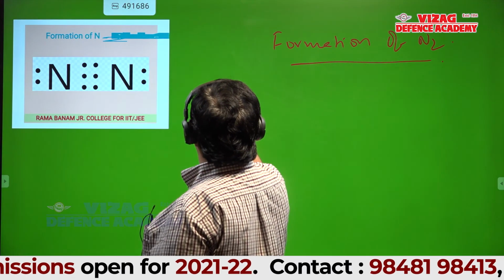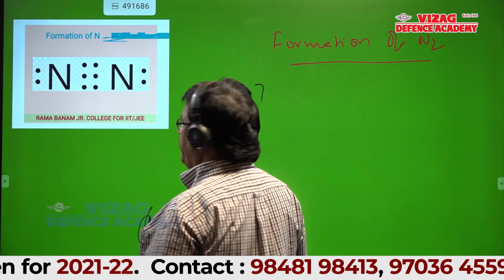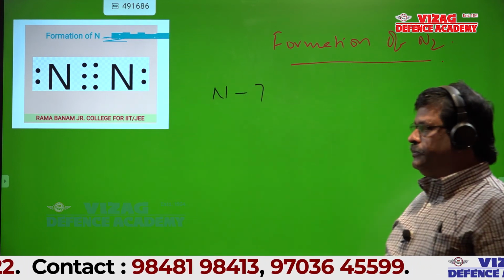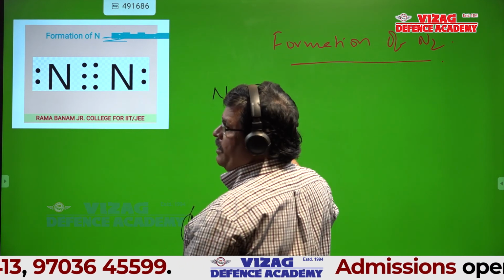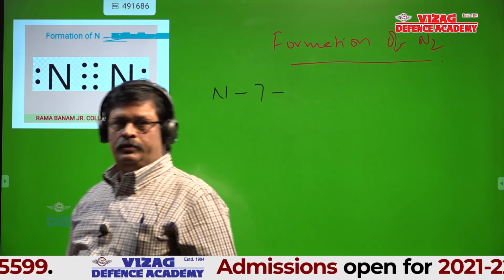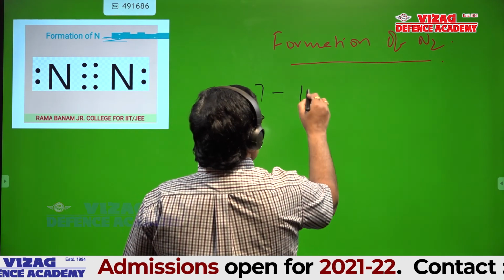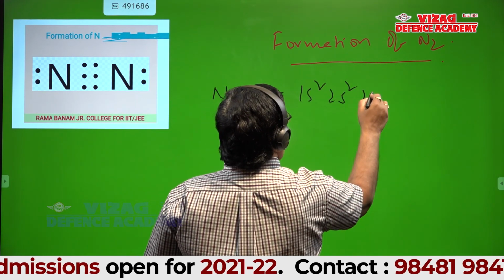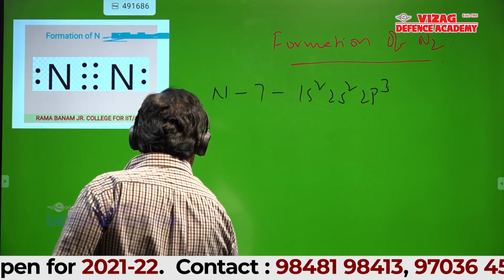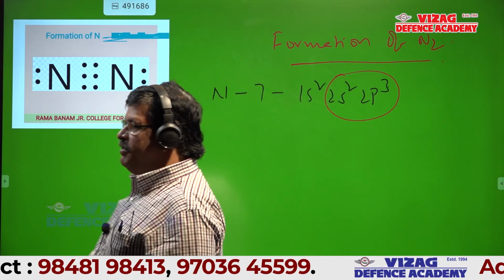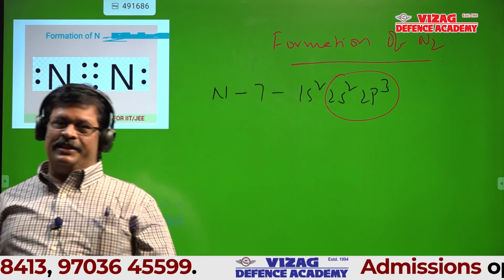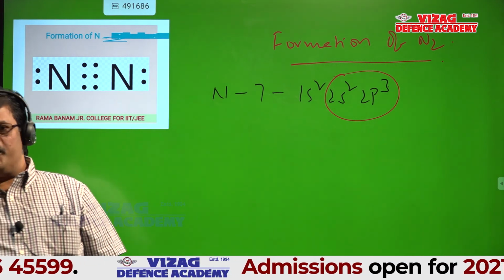See, nitrogen, and we all know the atomic number is 7. Is it okay? Yes, sir. Can anyone tell the configuration of nitrogen? 1s2, 2s2, 2p3. Excellent. How many electrons are there in the valence shell of nitrogen? 5, sir. 5 electrons. That is the spirit. That is the thing required from you all.